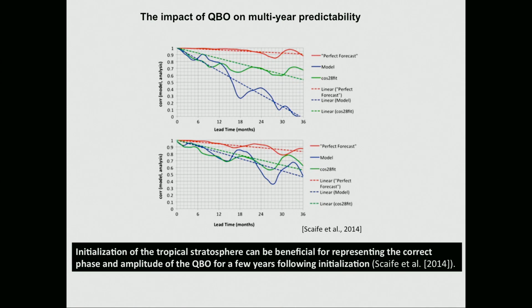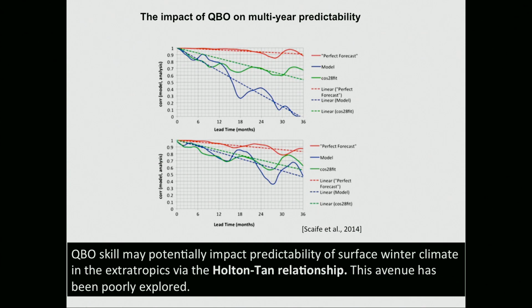So certainly, but the point of initializing the QBO is not just because the QBO is predictable, as is sort of expected. There are other interesting aspects related to the initialization of the QBO, and that has to do with the teleconnection of the QBO with the extratropics. The QBO skill may potentially impact predictability also of the surface wind climate in the extratropics through the Holton-Tan relationship. We know that there are connections between the tropics and the extratropics, and between the QBO and the polar vortex activities. And so this is a very interesting avenue that should be explored, because initializing the QBO would be beneficial not only for the stratosphere itself, but also for the surface climate in the extratropical regions. And this has been really poorly explored. I mean, this is perhaps one of the few studies that consider this kind of aspect, and I think this is something that we should look at with more attention.